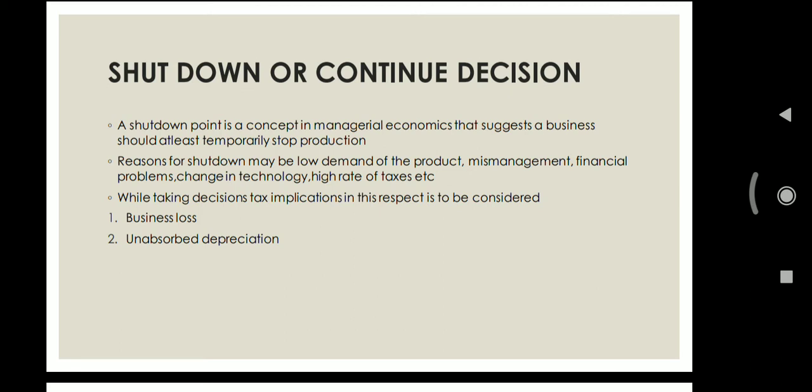Okay, once again, while taking decisions, two cases of tax implications are considered. One is business loss and another is unabsorbed depreciation. In the case of business loss, it can be carried forward and set off against profits and gains of business or profession. Then unabsorbed depreciation. If the business is discontinued, unabsorbed depreciation can be set off against income from business or profession, or carried forward and set off for an indefinite period whether the business is carried on or discontinued.